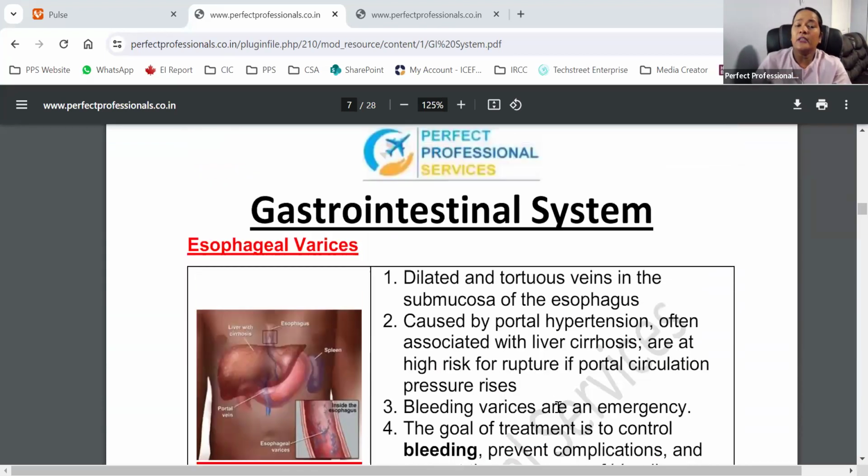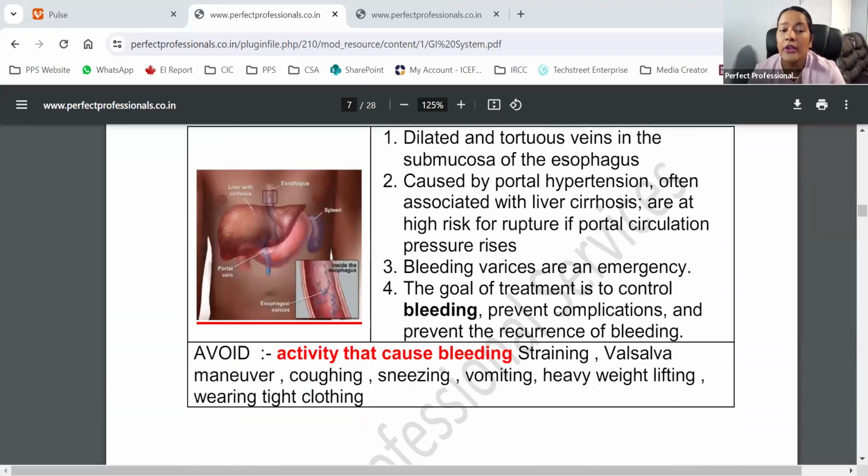Now, a complication is the esophageal varices: dilated and tortuous veins in the submucosa of the esophagus caused by portal hypertension, often associated with liver cirrhosis, and at high risk of rupture. Portal circulation pressure rises. Now, what happens? Bleeding varices are an emergency.